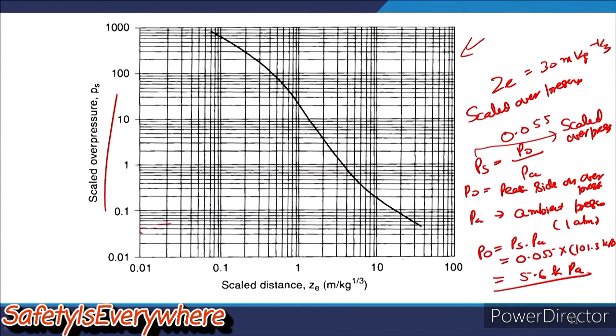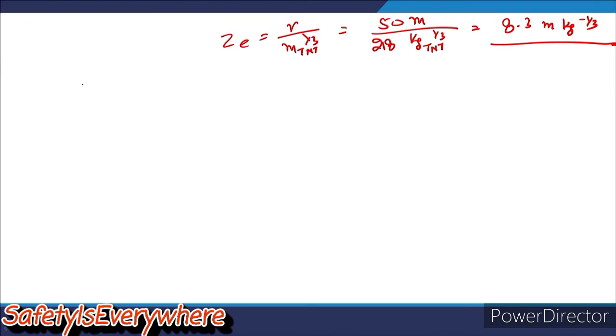So we have the scaled distance which we have calculated. Through the overpressure y-axis we can calculate the overpressure. So we have Z with us. From this particular figure plot we can calculate the scaled overpressure, which, for ease of calculation, we have already calculated to be 0.25 in this particular case.